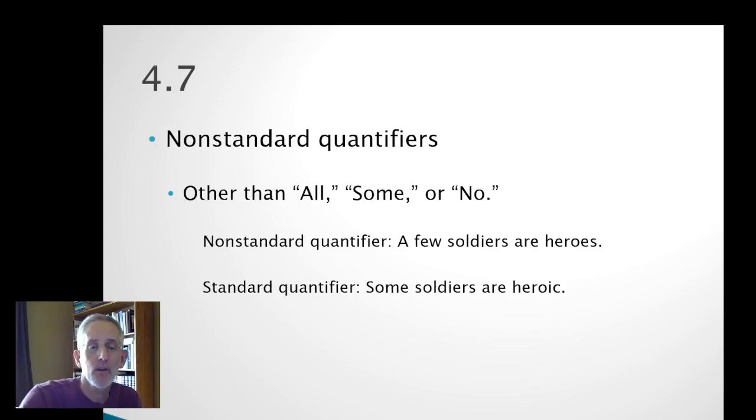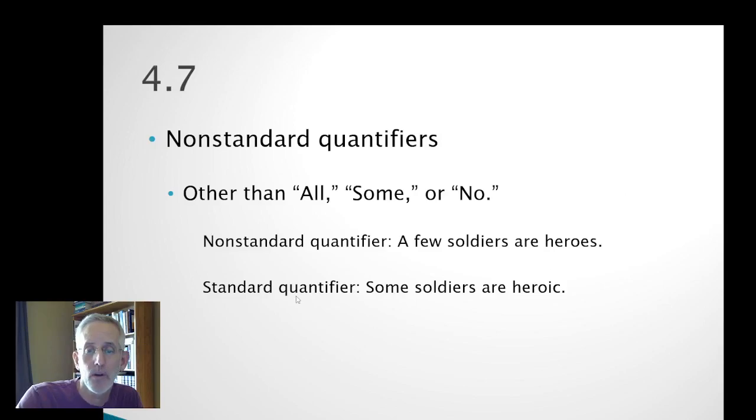And then non-standard quantifiers. For a non-standard quantifier, you've got to change it into something that's standard, into the all, no, or some version. So if you see something like a few, or many, or a bunch, or a lot of, those are not making a claim about every single member of a particular class of things. So those would always be translated as some. In this example, a few soldiers are heroes. We're not making a claim about all soldiers there. We're making a claim about just at least one in that case.